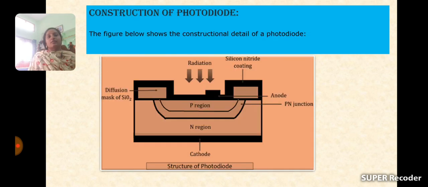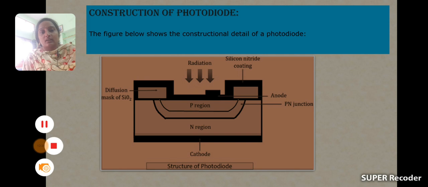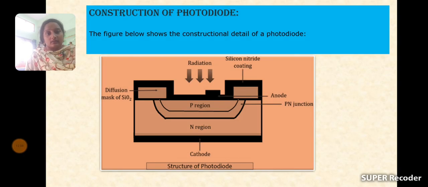What is the name of the principle? Photoelectric effect. What is meant by photoelectric effect? When some amount of light is imposed on the PN junction, then the movement of charge carriers occurs. That is called photoelectric effect.